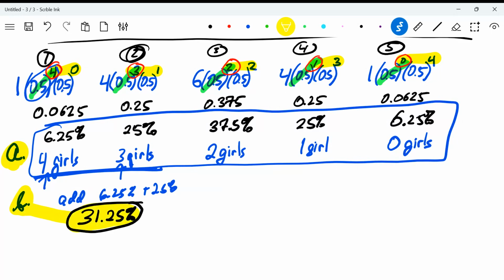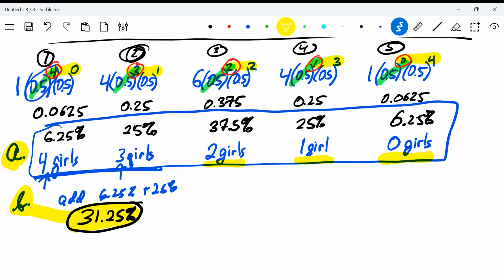I could ask it differently. I could say at most 2 girls, meaning that at most would mean 3 would be too many and 4 would be too many. And then I would be looking here at these 3 to add them up, which would be the opposite of the 31.25. So it would be 68.75? Or I could say at most 1 girl, in which case it would be just the 2 here.